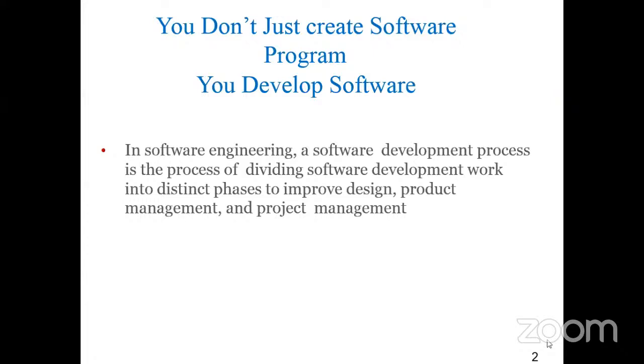So basically, in software engineering, a software development process is the process of dividing your software development work into distinct phases. When I say phases, there would be 7 phases in the normal SDLC life cycle. So you need to understand each phase thoroughly before you enter the software development arena. Unless you follow these particular steps, it would be very, very difficult for you to understand the nuances of developing a project. So it is paramount for all of us to understand what that life cycle is.